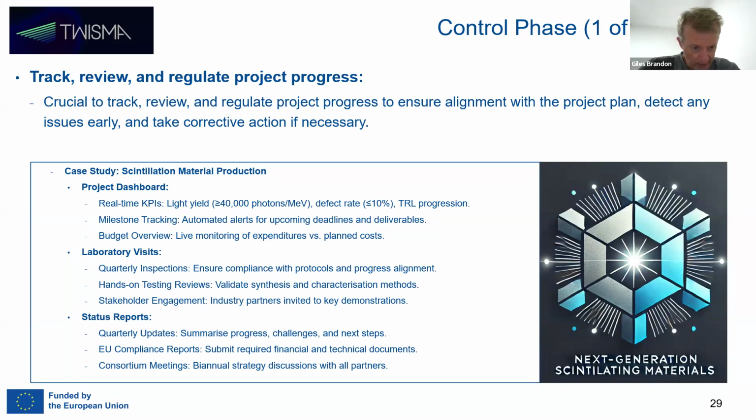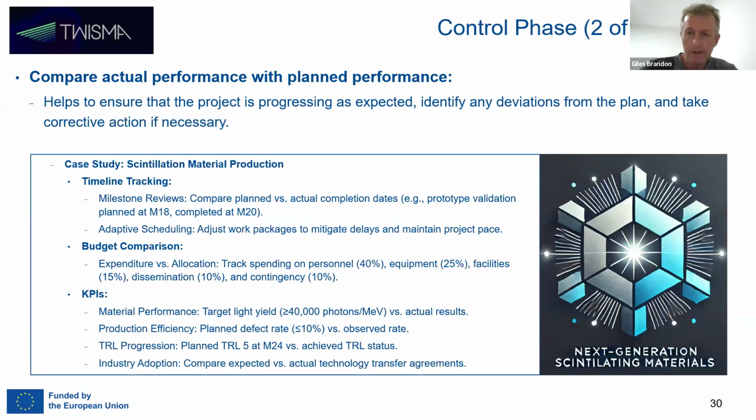But also, let's not forget consortium meetings. Typically, these are every 6 months. These are also very good opportunities for tracking, reviewing, and regulating the project progress for the project manager, project coordinator. So yeah, controlling is about somehow comparing actual performance with planned performance.